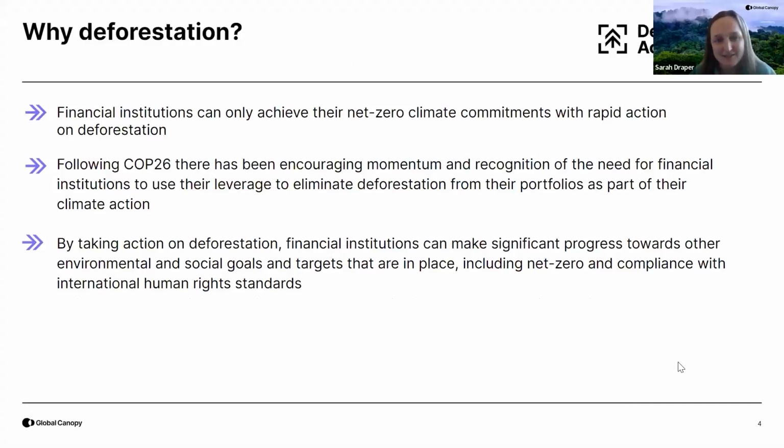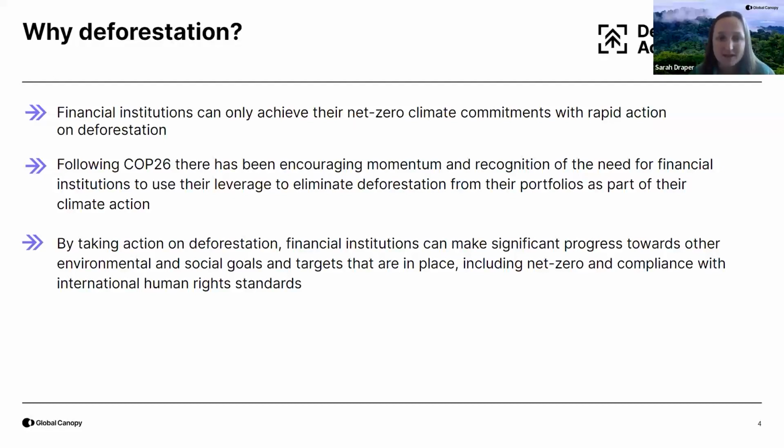So yeah, as Darren said, we first wanted to cover just a bit of why deforestation, why we at Global Canopy focus on deforestation, and why you should focus on deforestation in particular as part of an ESG, biodiversity, nature, or climate strategy. So deforestation is a critical issue that is not going away.